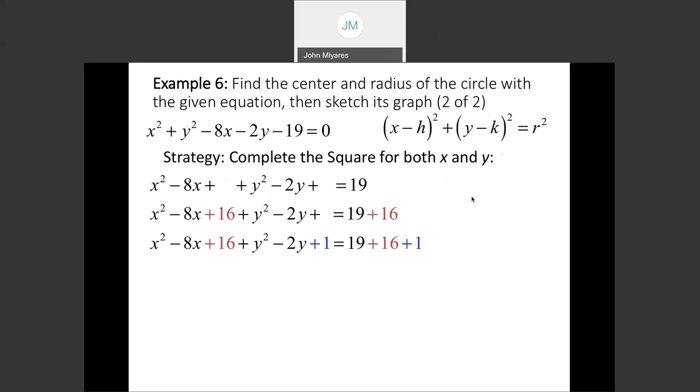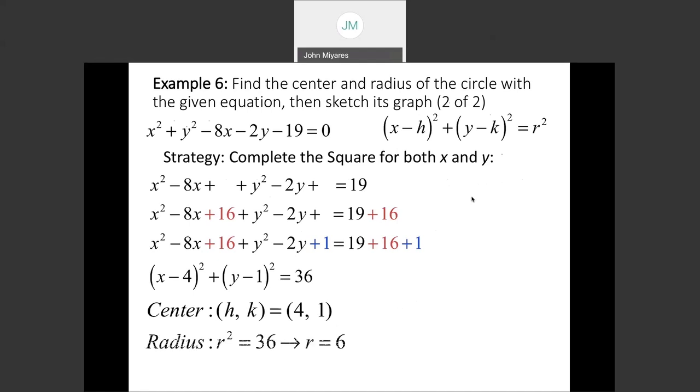both sides. On the right, we have 19 plus 16 plus 1, which is 36. And on the left, we can factor those expressions into terms x minus 4 quantity squared plus y minus 1 quantity squared. Now that we have this equation in standard form, we can see that the center is going to be 4, 1, and the radius is going to be the square root of 36, which is 6.